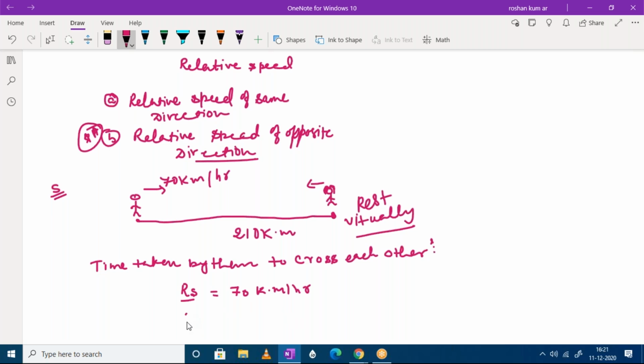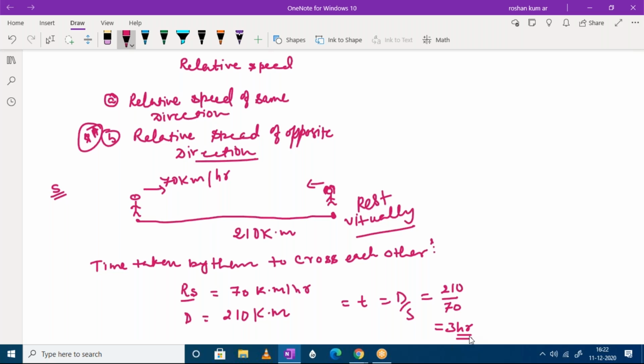So relative speed is this, and distance is 210 kilometers. The only thing missing is time. I hope I need not tell you, time is equal to distance by speed, which is equal to 210 by 70, which is equal to 3 hours. Was it a very simple question, guys? But let me tell you, this is a very important question. Though it looks very simple, it's a very important question.